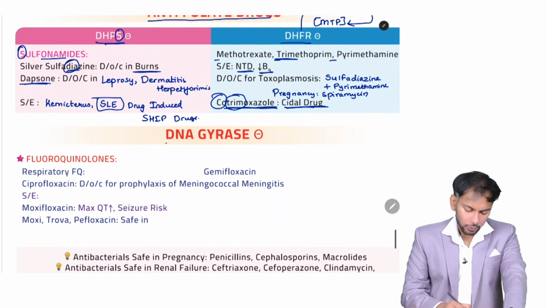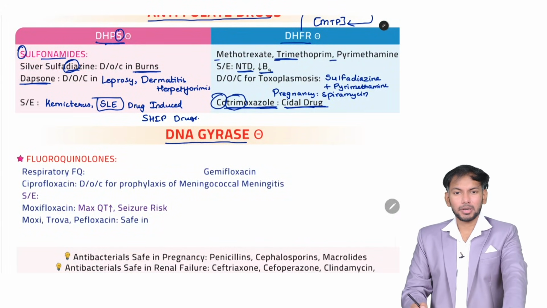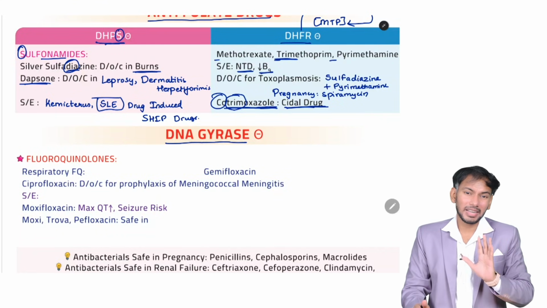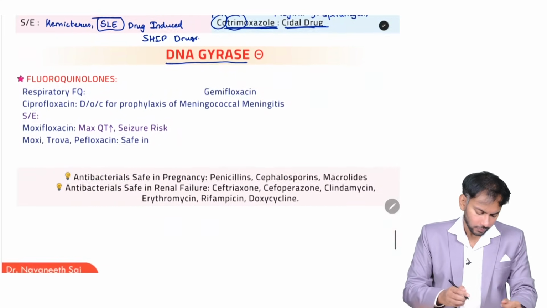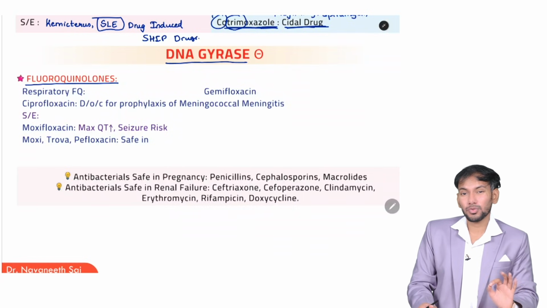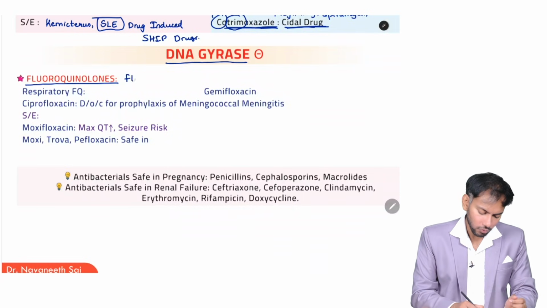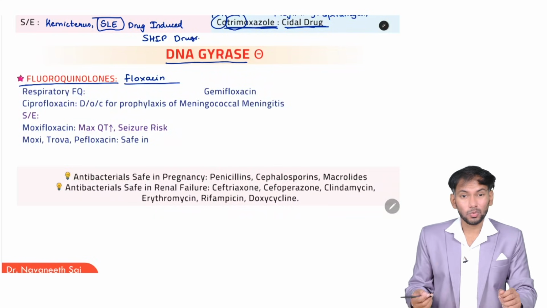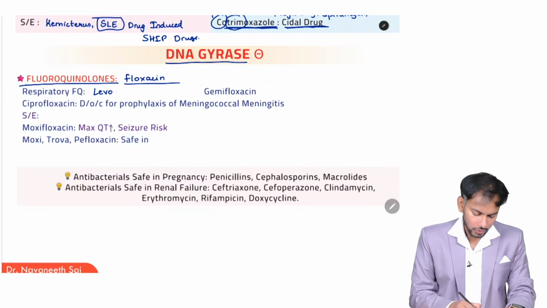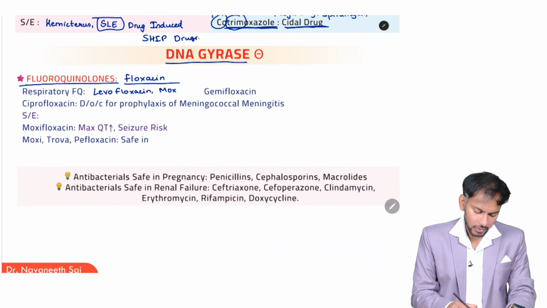Okay. Now, coming to the last class, that is DNA gyrase inhibitors. If we block DNA gyrase, the replication is not happening. The DNA will die and the cell will die. Got it? So, here the drugs are fluoroquinolones. You call them by the floxacin in the name. What are the respiratory fluoroquinolones that you must know? These are levofloxacin, moxifloxacin and gemifloxacin. These are very important.